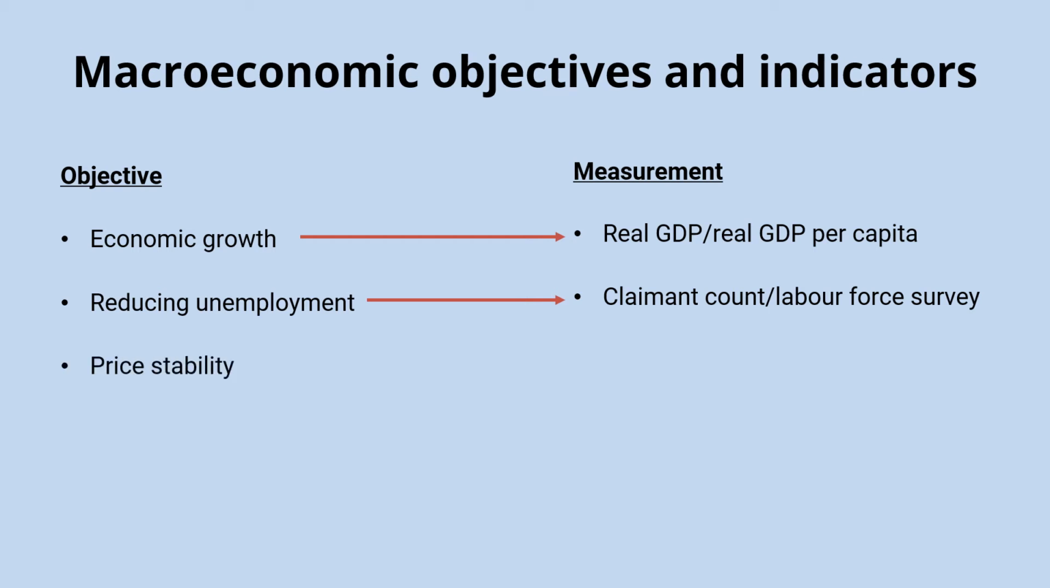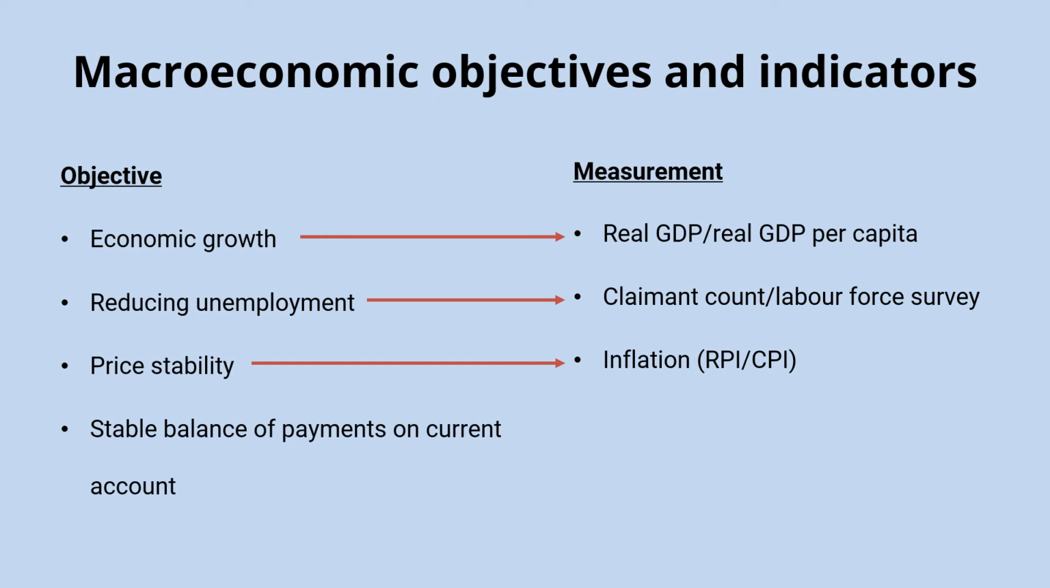The next of our objectives here is price stability, and that's measured by looking at rates of inflation. Inflation being the rise in the average price level over a period of time. And that can be measured using the RPI, which stands for the Retail Price Index, or more commonly the CPI, which stands for the Consumer Price Index. And in the UK, we try and keep inflation at around 2%. It's the job of the Bank of England to keep it at that level.